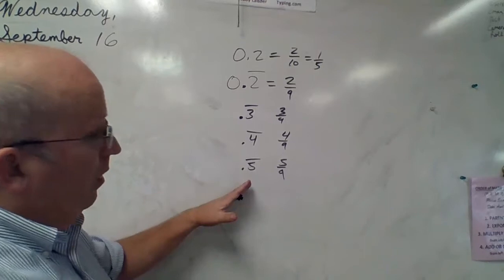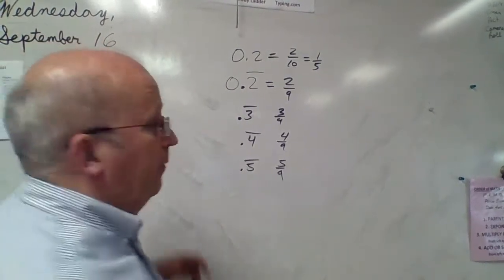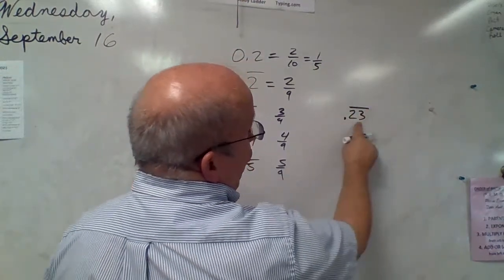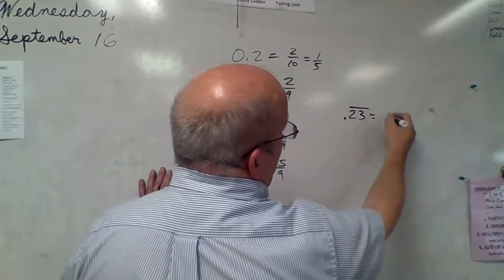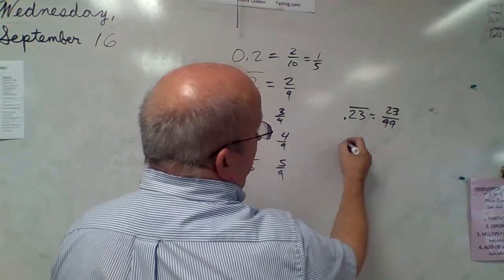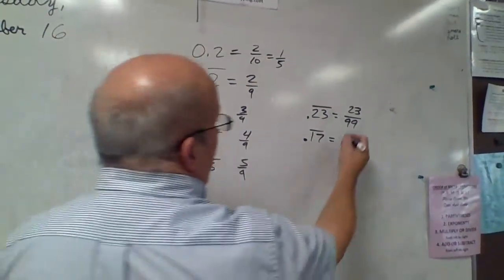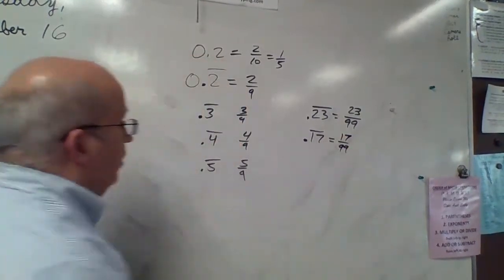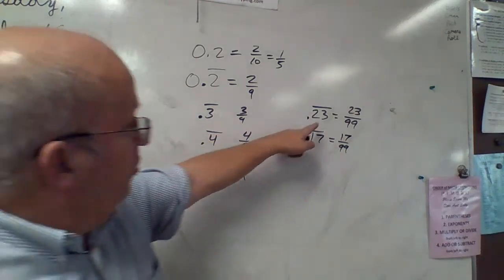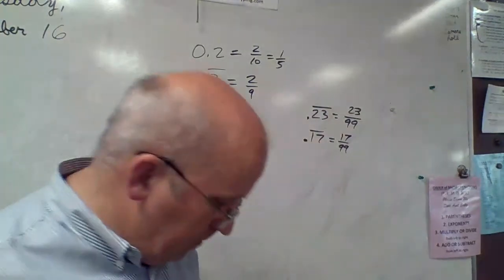Now, what if the repetition is 2 digits? Don't panic. If I have something like 0.23 with the repeating bars over both of them, then I write it like this, 23 over 99. Or what if it's, say, 0.17 with the repeating bars over both the 1 and the 7? That's 17 over 99. Notice, if it's a 1-digit repetition, it's over 9. If it's a 2-digit repetition, it's over 99. Okay?